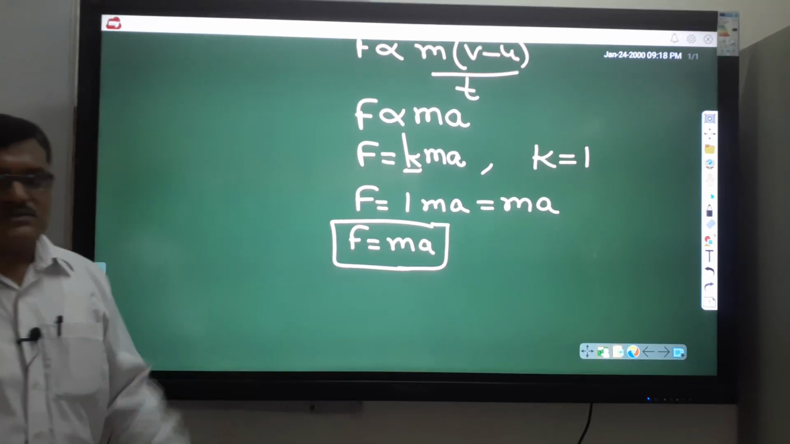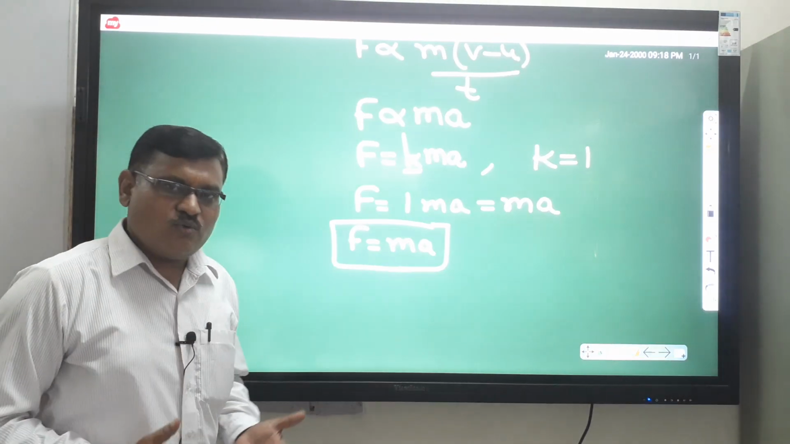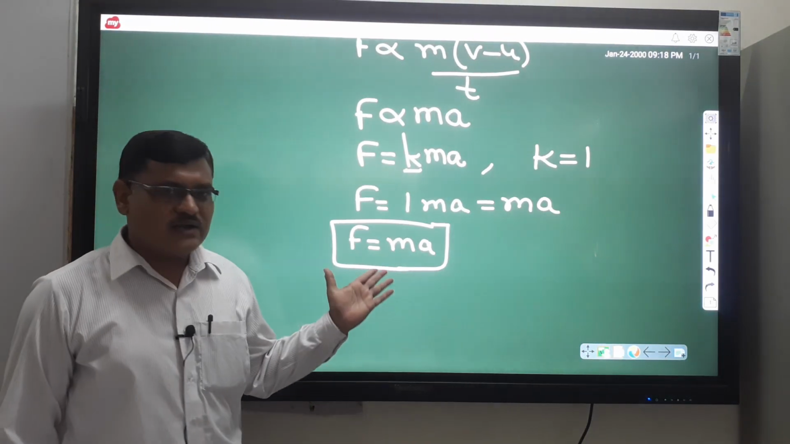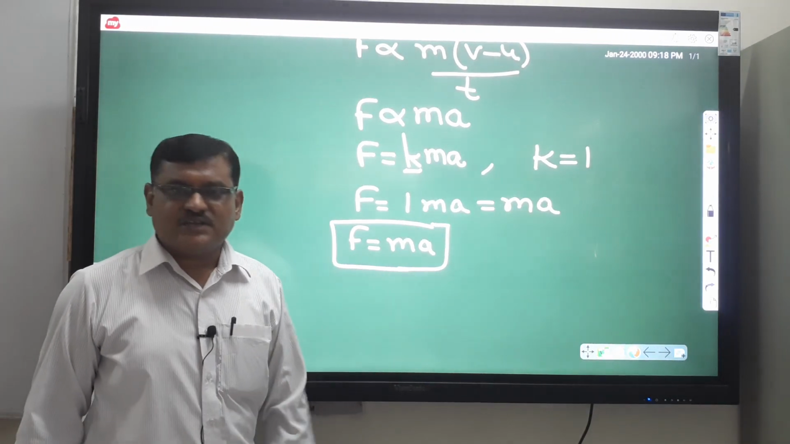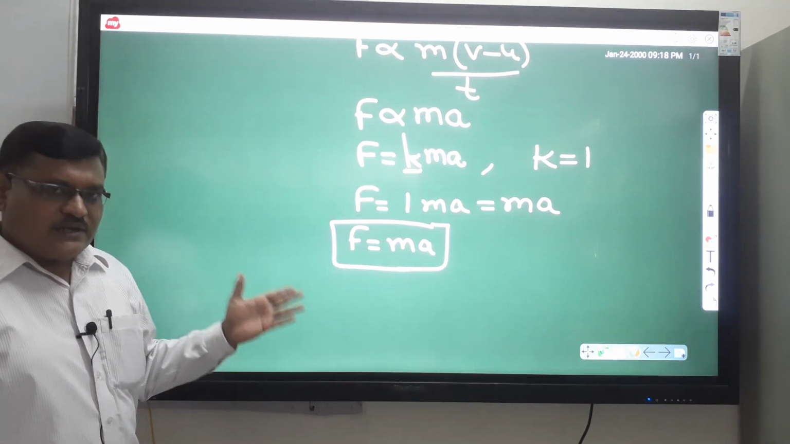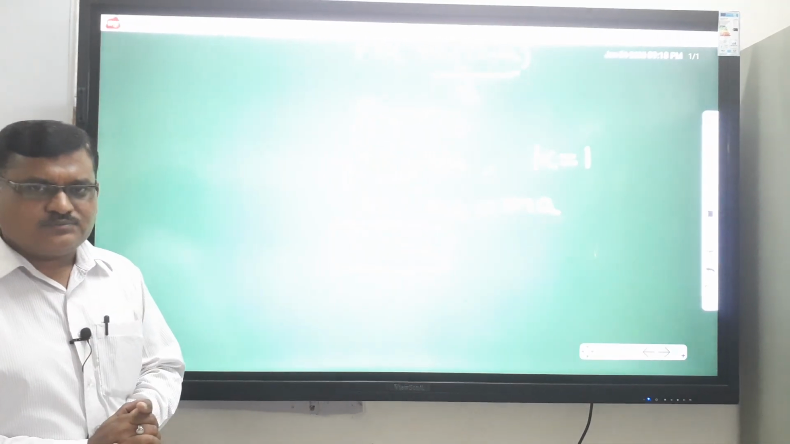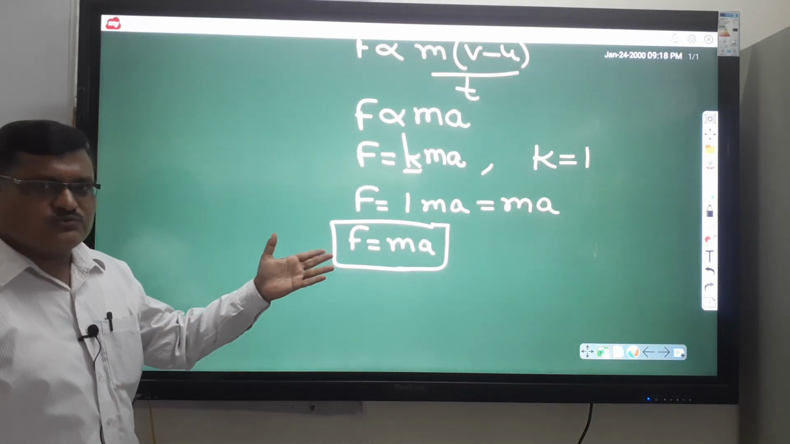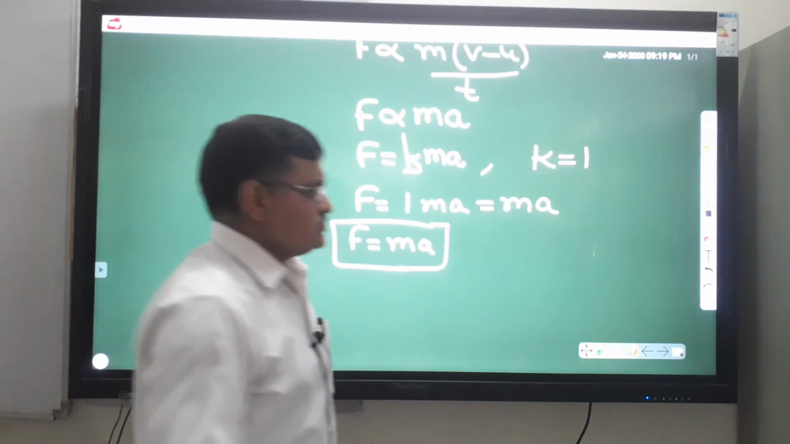This is the significance of Newton's second law basically. What do we get from Newton's second law? We get the formula of force, which is equal to mass into acceleration. Related to this, we have so many applications. Let us discuss one by one how this can be used to explain certain general phenomena.